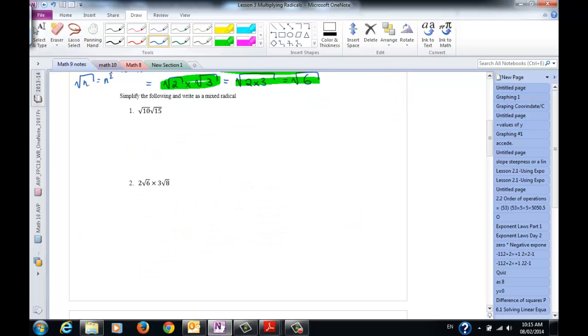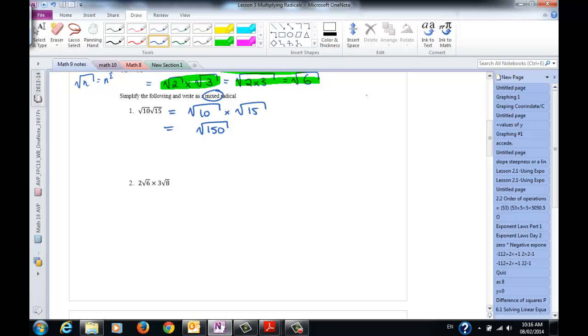So the question is simplify the following and write as a mixed radical. Alright, well, our goal to start off with is to write it as an entire radical and then simplify. You might see some shortcuts as you go, and if you do, that's great. It might help to write it as the square root of 10 multiplied by the square root of 15, which I can write as the square root of 150.